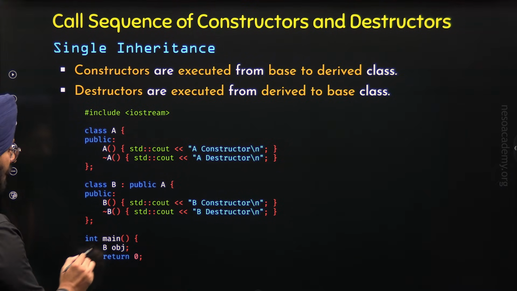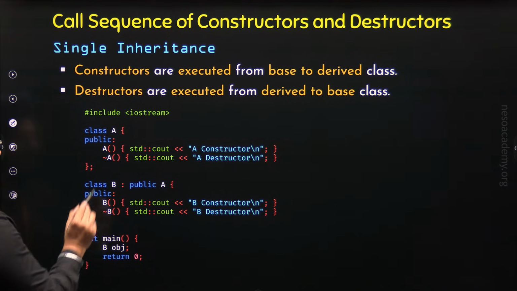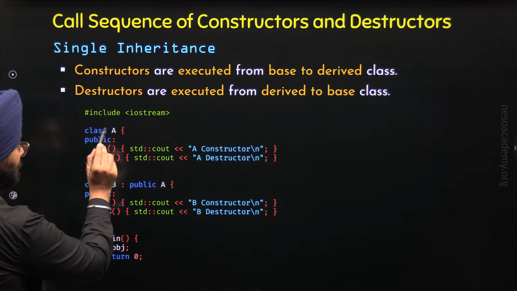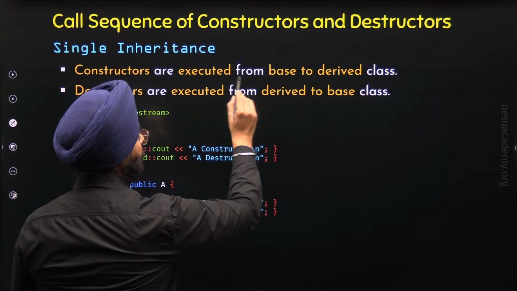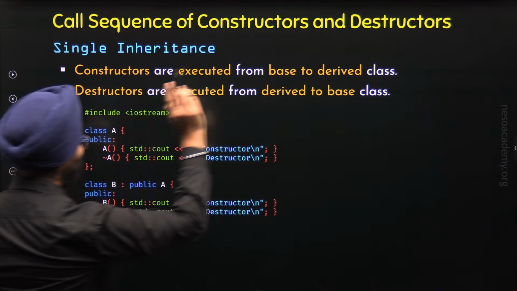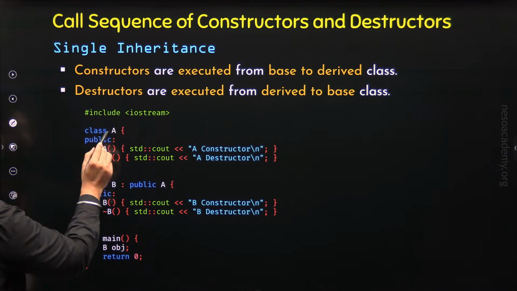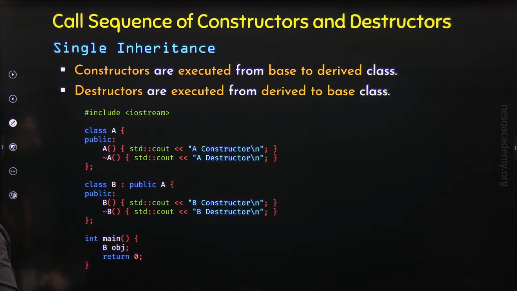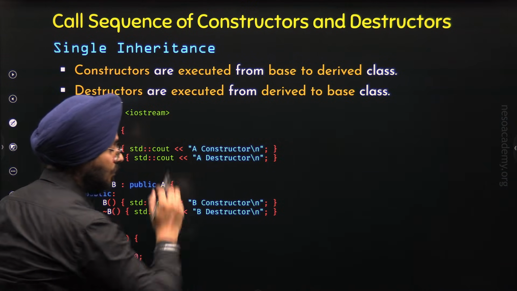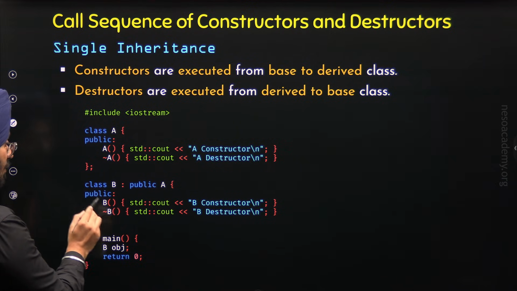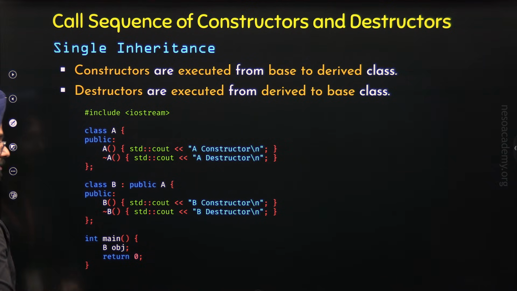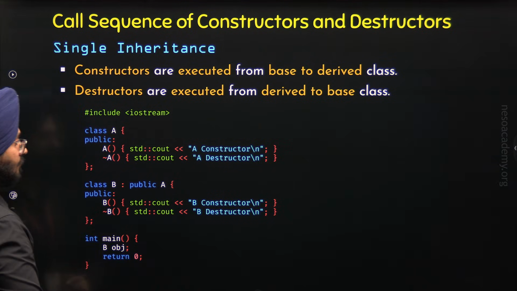After this, we have the main function with the object of the class B. We know class B is inheriting from class A. So this is the base class. And we have learned this already that constructors are executed from base to derived class. Therefore, the constructor of the base class A will be invoked first. This means A constructor will be displayed. After this, the constructor of the class B will be invoked and it will display B constructor.